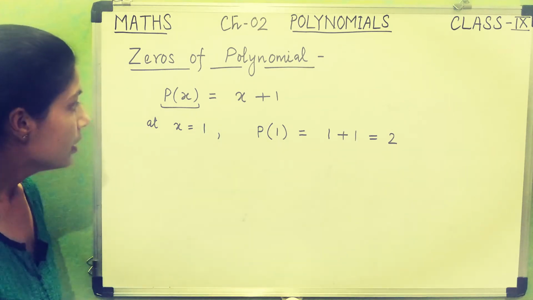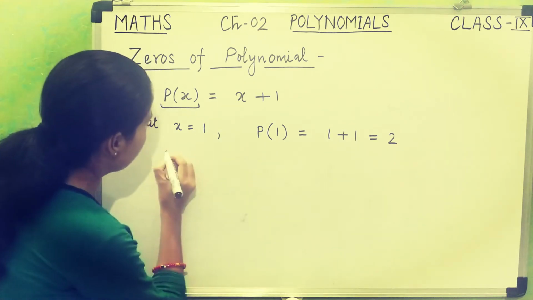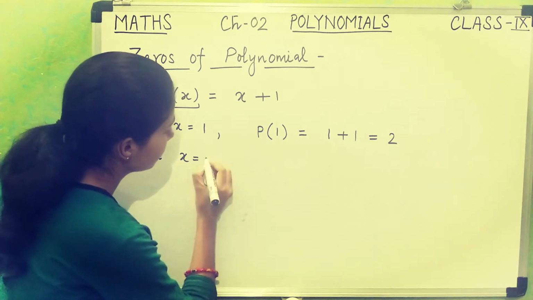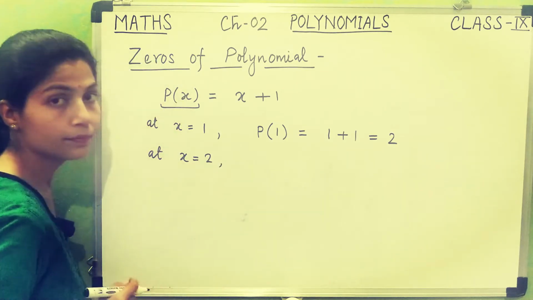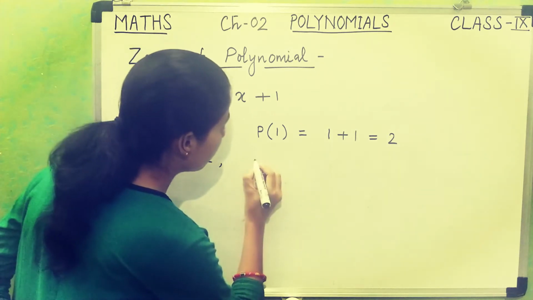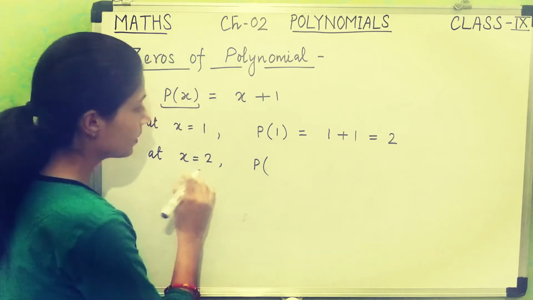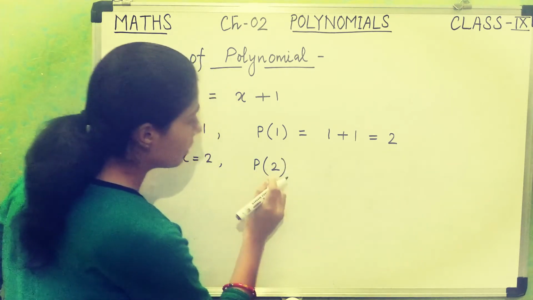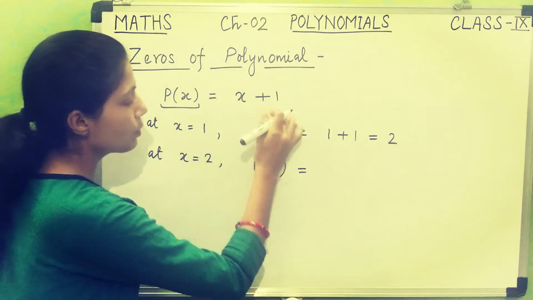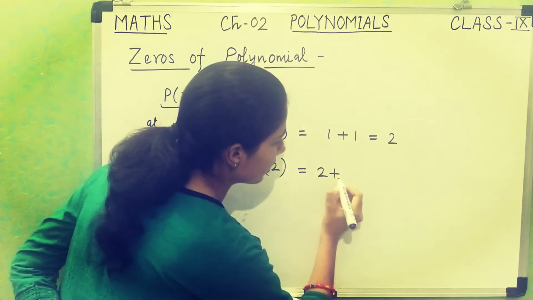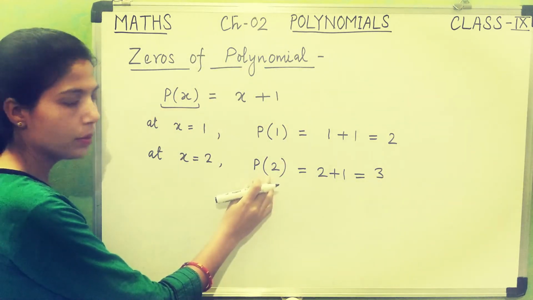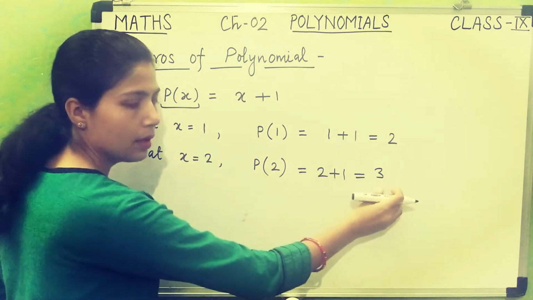Okay, take another. If I take the value of this variable as 2, at x equals 2, then what is the value of the polynomial at this point? So in place of x we will write 2. x plus 1 means 2 plus 1. So the value of the polynomial at x equals 2 is 3.